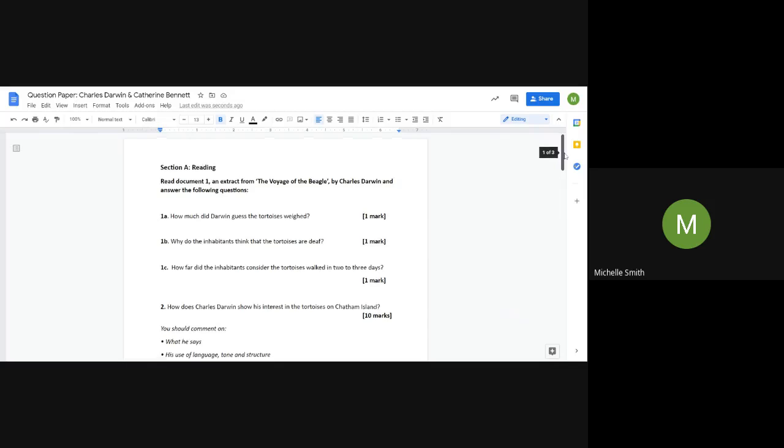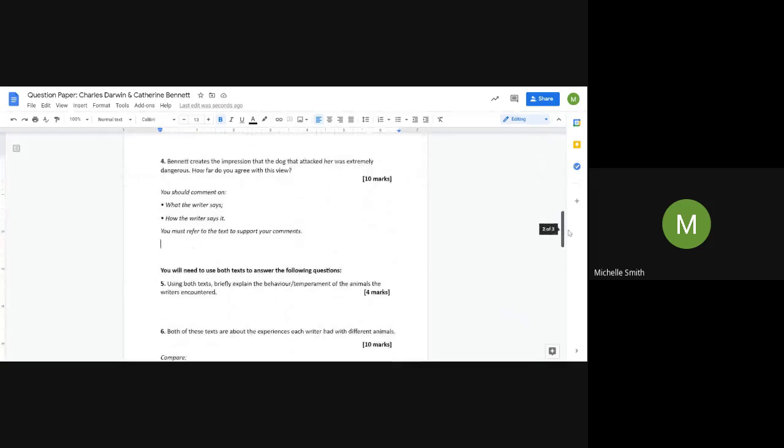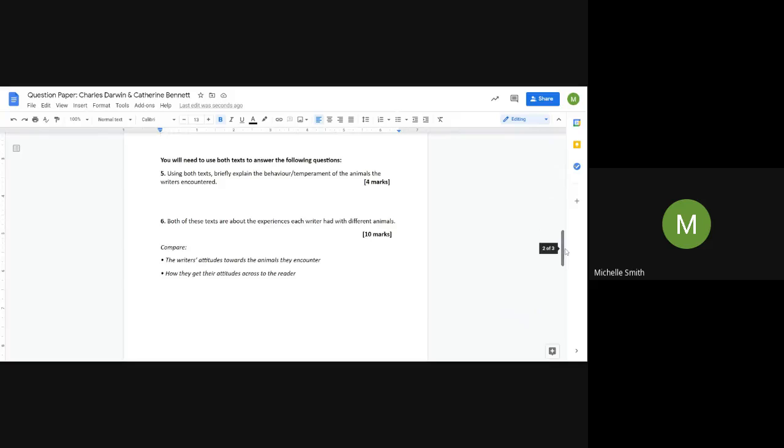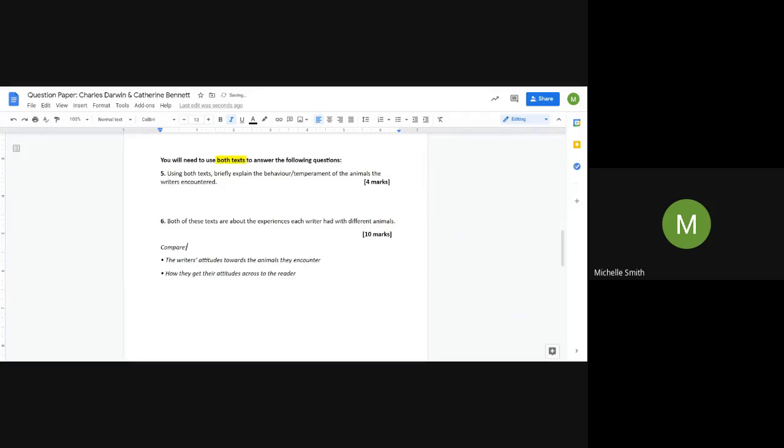If you've been working through this with me, we've already done question 1, question 2, question 3, question 4. So we're now on question 5 and we've got a new instruction. You will need to use both texts to answer the following questions. So for the next 2 questions, 5 and 6, it's both texts. Document 1 we use for questions 1 and 2. Document 2 we use for questions 3 and 4. And then we use both of them together for questions 5 and 6, although this video is just going to concentrate on question 5.